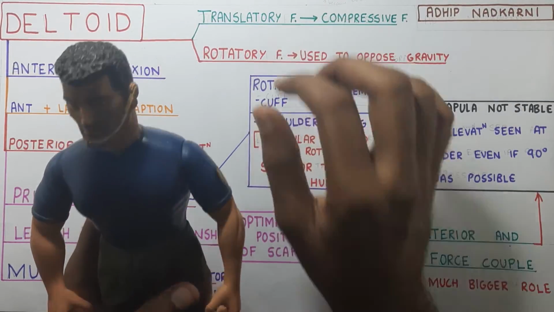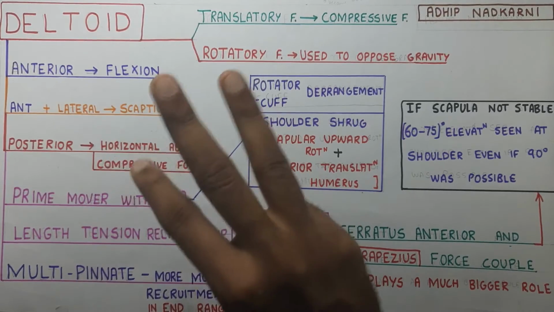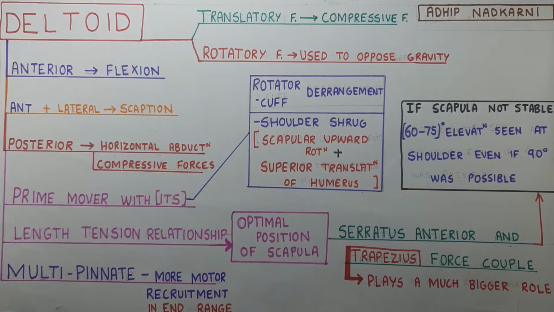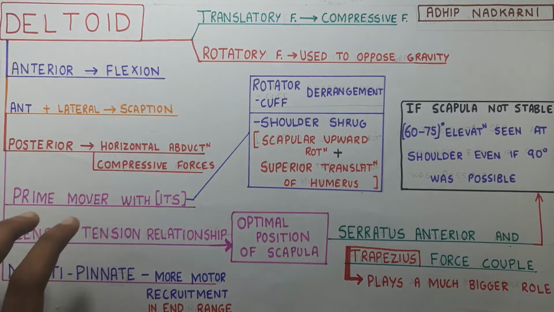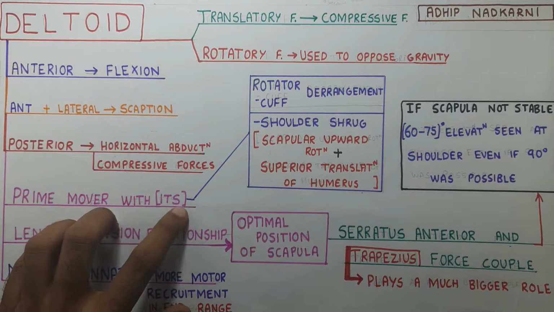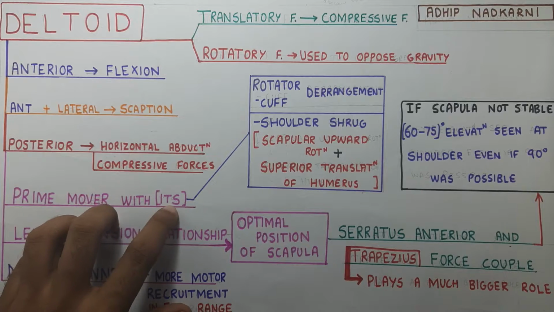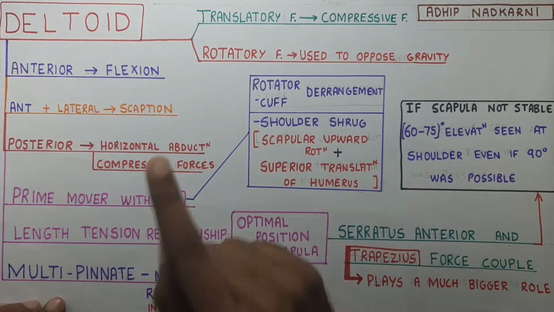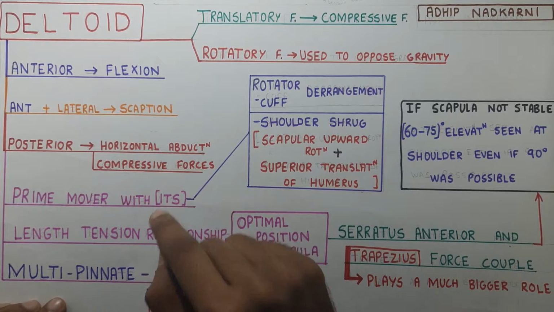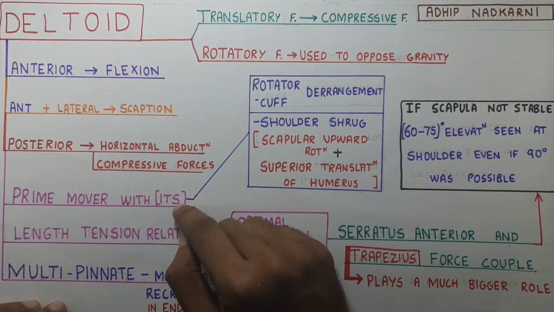So that is about the forces. Now let's look at three more points over here under deltoid. First is the primary mover. Deltoid is the primary mover with its, that is very important, that is your rotator cuff muscles, right? It is a primary mover, but very importantly with the help of infraspinatus, teres minor and subscapularis.